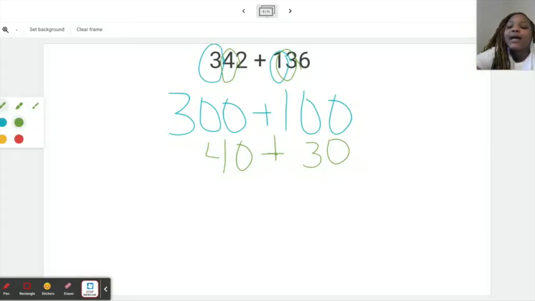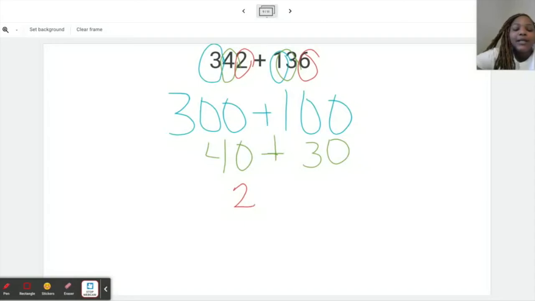Now let's look at our 1s spot. We have a 2 and we have a 6. Now I'm going to write my 2 down here because that's in my 1s. Is anything after that 2? No, so we don't put any zeros because it's only 1 number. So it's 2 plus 6 because that 6 is in the 1s spot. And now we're going to go ahead and solve it.